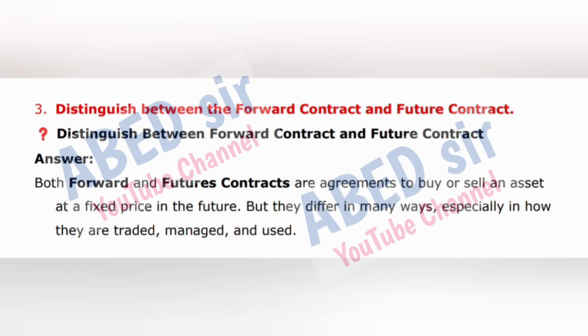Distinguish between forward contract and futures contract. Answer. Both forward and futures contracts are agreements to buy or sell an asset at a fixed price in the future. But they differ in many ways, especially in how they are traded, managed, and used.